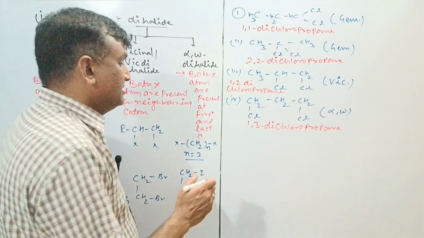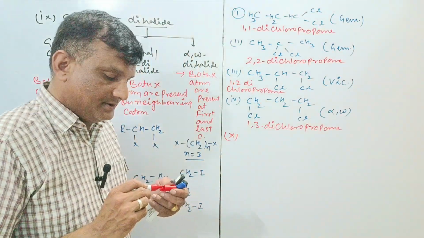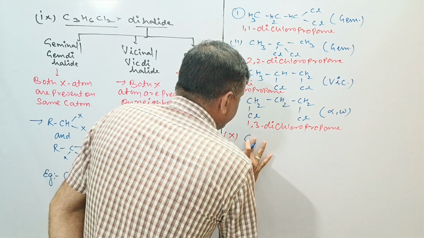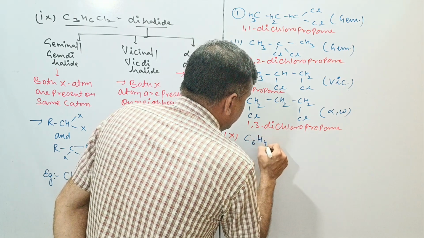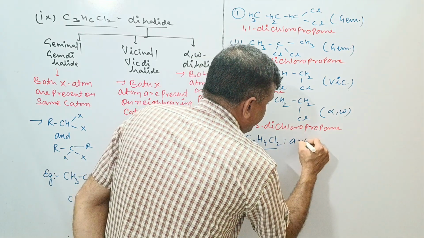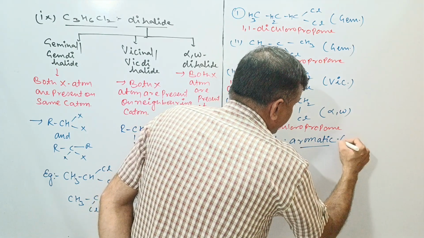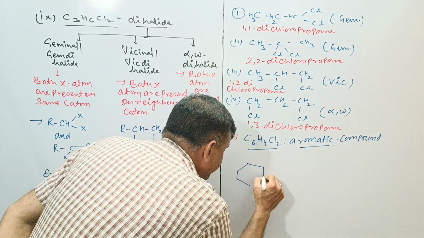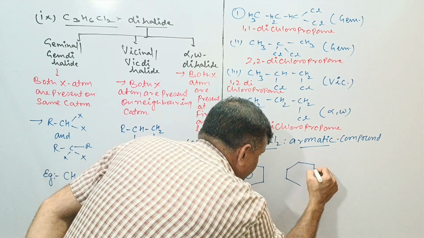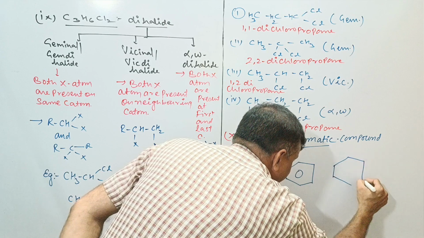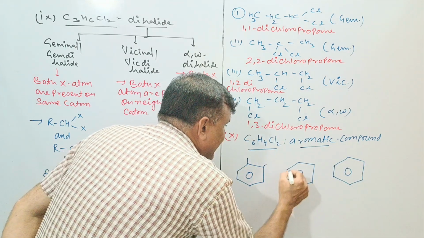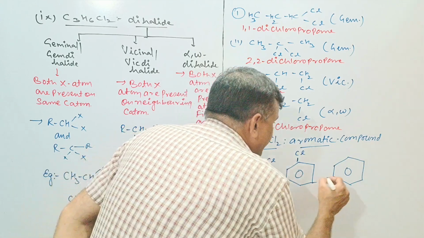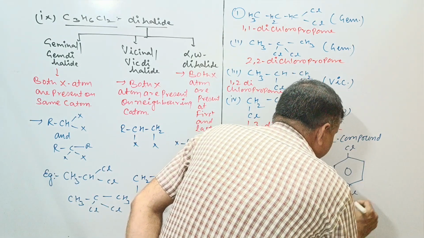Now it's time to discuss the 10th question. This is very important. The 10th question is C6H4Cl2. If it is an aromatic compound, aromatic means having a benzene ring. So first of all, this is the C6H6 as a benzene. This is another C6H6, another third C6H6. We have discussed in the previous video. It is a disubstituted benzene. So for the disubstituted benzene, there will be 3 position isomers as ortho, meta and para.